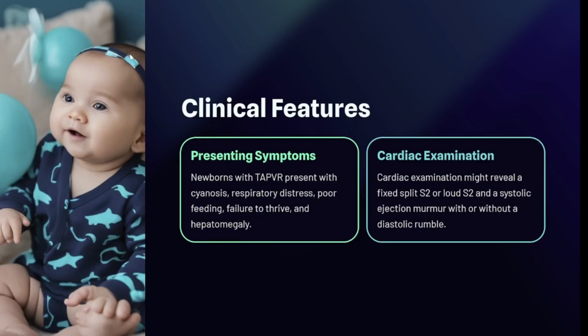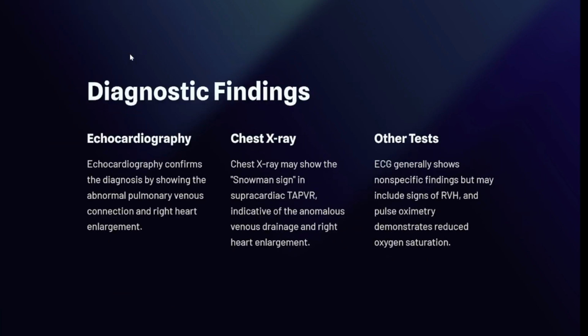Clinical features: newborns present with cyanosis, respiratory distress, poor feeding, failure to thrive, and hepatomegaly. Cardiac examination might reveal a fixed split S2 or loud S2 and a systolic ejection murmur with or without a diastolic rumble. Diagnostic findings. Echocardiography confirms the diagnosis by showing the abnormal pulmonary venous connection and right heart enlargement.